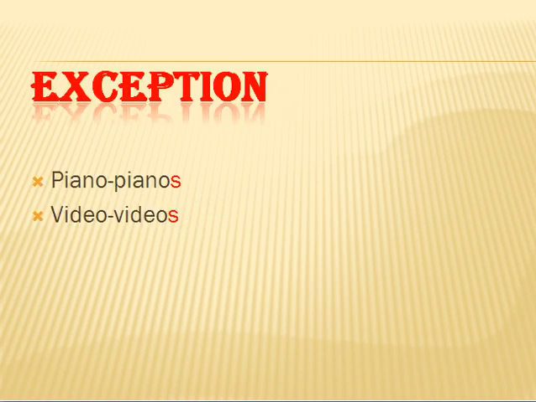Now here also some exceptions are there, like piano. In piano, the word ends with o, but to make it into the plural form, we have to add only s, not es. So pianos will become, that is pianos, pianos. Now video. In video also, after o only s will come, not es.